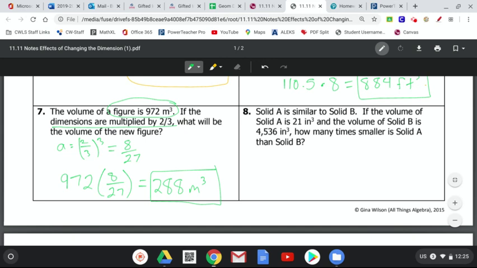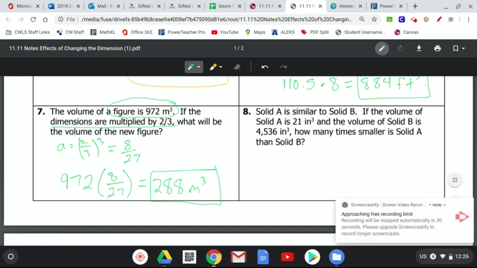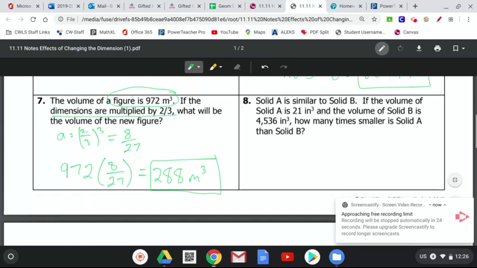Now, for problem number 8 here, it's kind of like the same one we did when we were finishing up the last one for the surface area. It says solid A is similar to solid B. The volume of solid A is 21 inches cubed, and the volume of solid B is 4,536. How many times smaller is solid A than solid B? Okay, how many times smaller? So we're going to finish this one up in the next video, guys, and get this one all squared away for you.